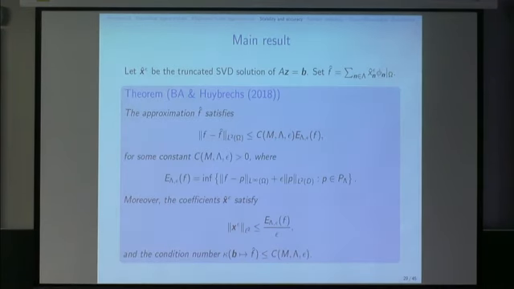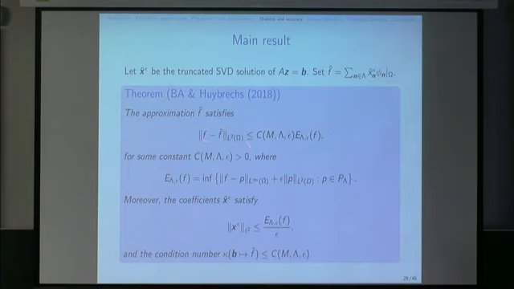Okay, so here's the main result. Suppose now we have our least squares problem here, and we're going to compute the truncated SVD solution of this least squares problem. Let's call this x hat epsilon, and then we'll write our approximation as f hat as before. So, what can we say about this approximation? Well, first of all, here's a bound on the error.